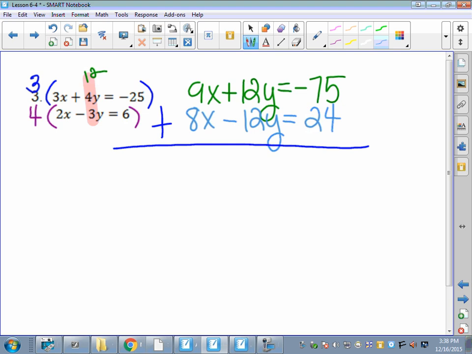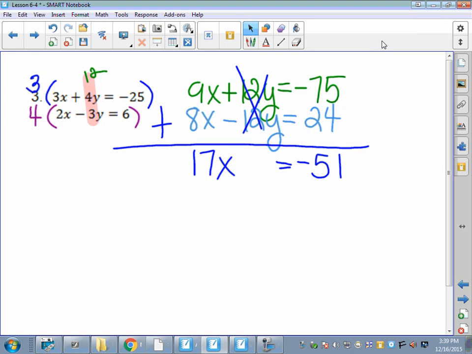So remember, we're adding. 9x plus 8x is 17x. 12y plus a negative 12y, hopefully you all spot that that one will cross itself out. And bring your equal sign down. A negative 75 plus 24, I'm going to say that's like a negative 51 maybe. Please double check my mental math.